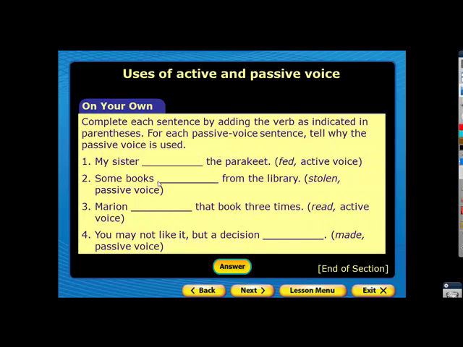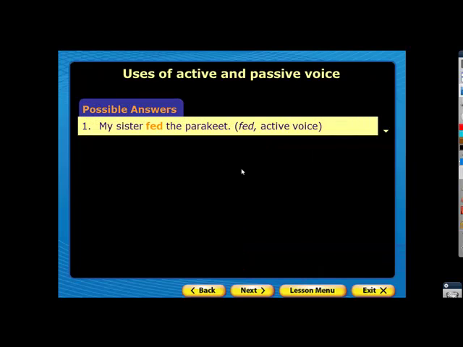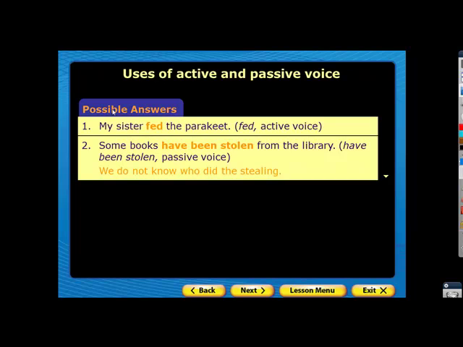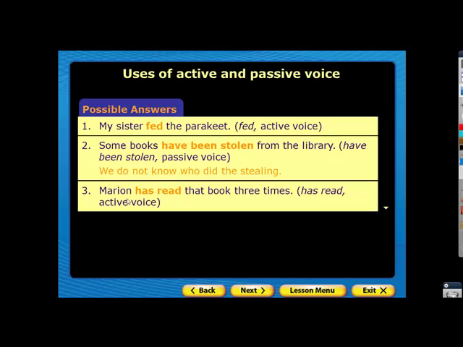Now let's do this. My sister fed the parakeet. Call out possible answers. More than one answer can be done. Some books have been stolen from the library, or have been stolen. That's in the passive voice. We don't know who did it. Marian has read that book 3 times.